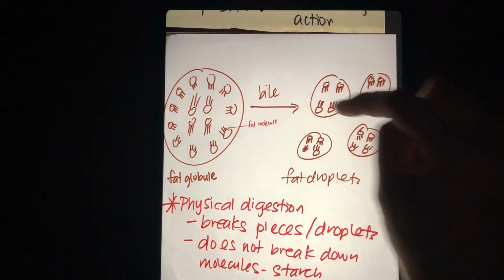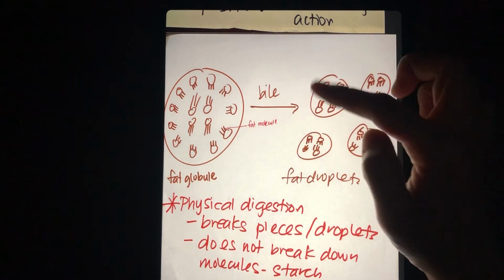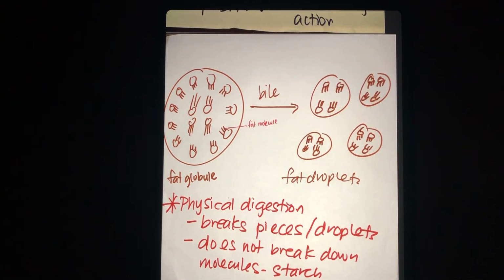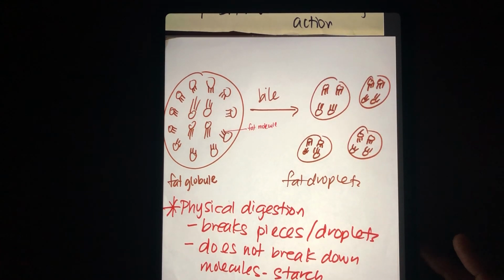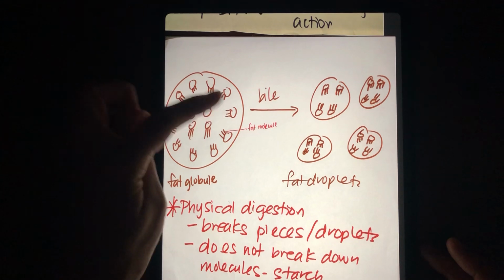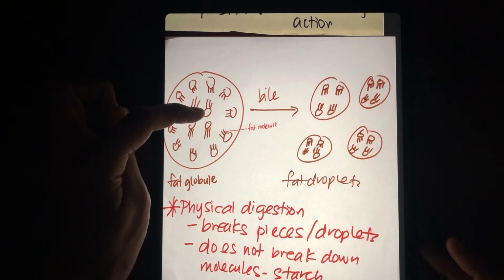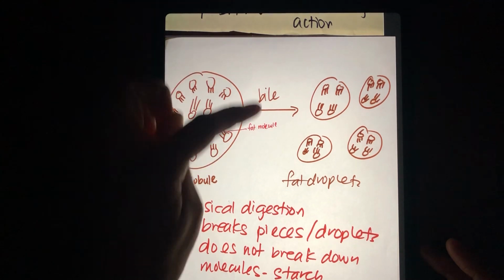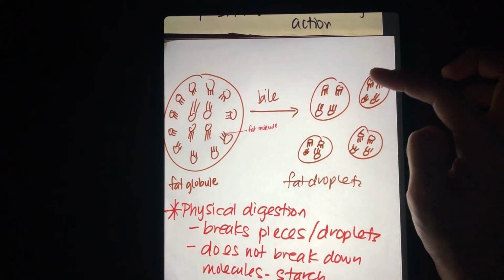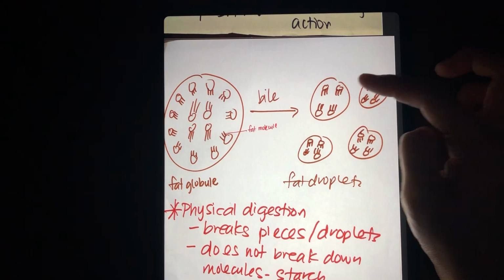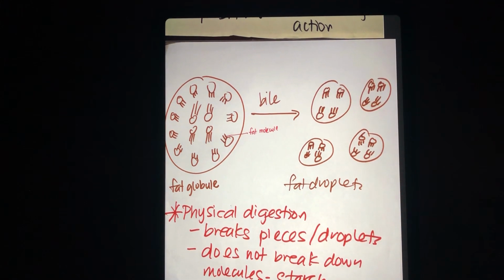So the bile will break it down into smaller droplets, and this will increase the surface area to volume ratio for the enzymes. Previously these four were not in contact on the surface. Now lipase has contact with more lipid molecules when the fat droplets are smaller.